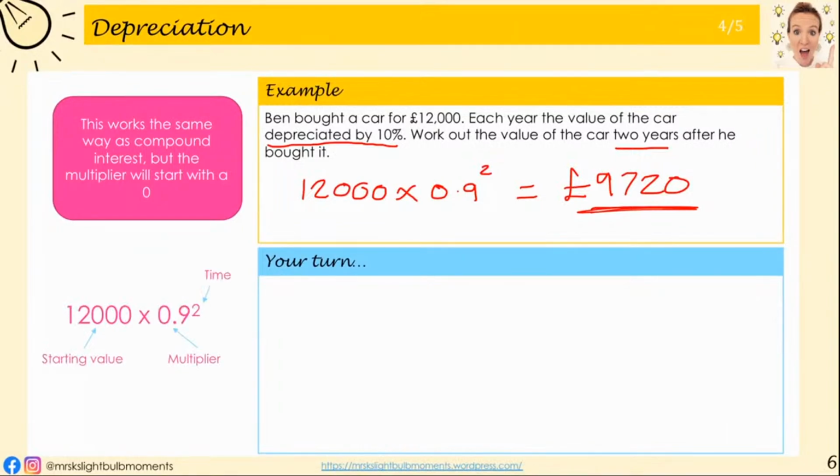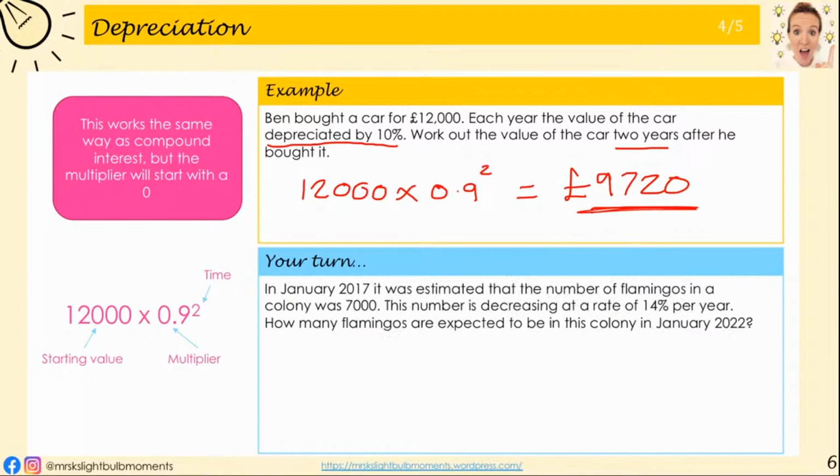Okay, exactly the same formula. It's just noting that our multiplier is generally going to start with a 0 if we're depreciating, because it's going to become less than 1. Okay, you have a go.